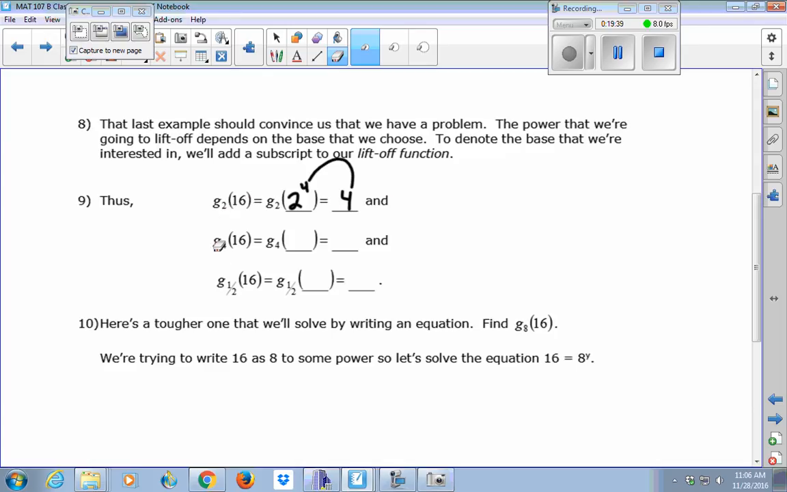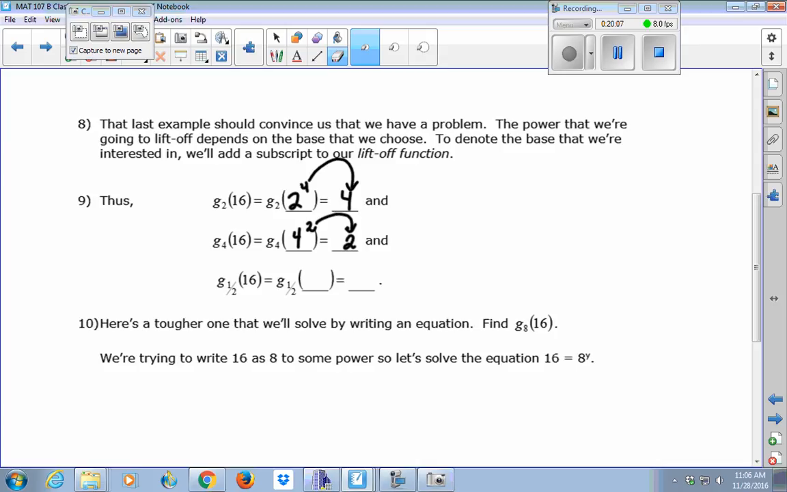And how about this one? Lift off the exponent when 16 is written as 4 to some power, when my base is 4. So that means 4 raised to the 2nd power. So I lift off the exponent when my base is 4, and the answer is 2. No quandaries at all. You know exactly what your answer is because you know what your base is.